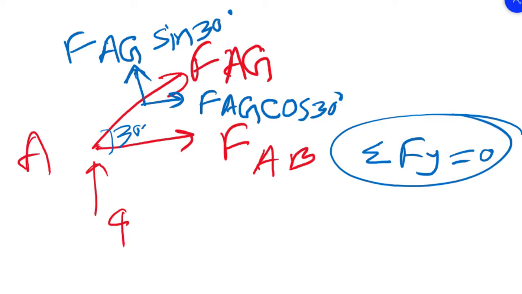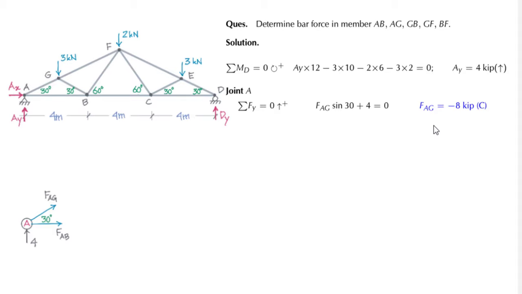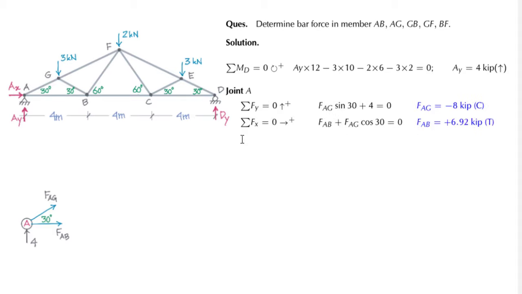Now if you take summation of Fy equals 0, what will happen? This force is acting vertically upward, so let's take it as positive, FAZ sin 30, and the 4 is also in the positive direction, so plus 4 equals 0. Now you will be able to solve the equation. FAZ equals minus 8, as this is minus, that is why this is compression, I mean C. And if you take summation of Fx, FAB plus FAZ cos 30 equals 0, so FAB equals plus 6.92. As this is positive, that is why this is in tension, so T indicates tension. Now you should take the free body of G.